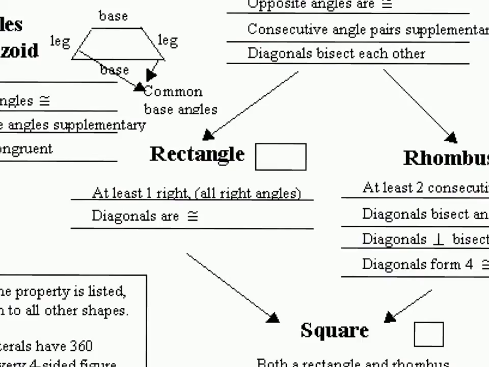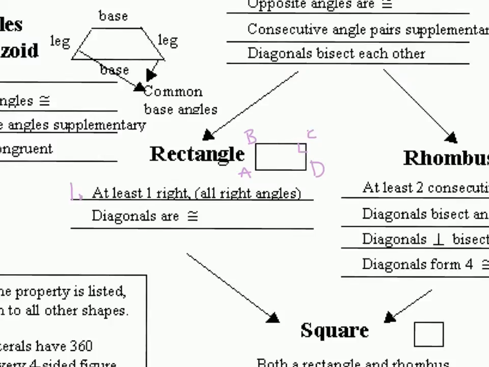Alright, we're going to now look at rectangles, which are a specific type of parallelogram with 2 additional properties. The first is that at least one angle is a right angle, which means that all angles will be right angles. So if my rectangle is labeled the same way as my parallelogram, I'm going to choose to say that angle C is going to be a right angle.